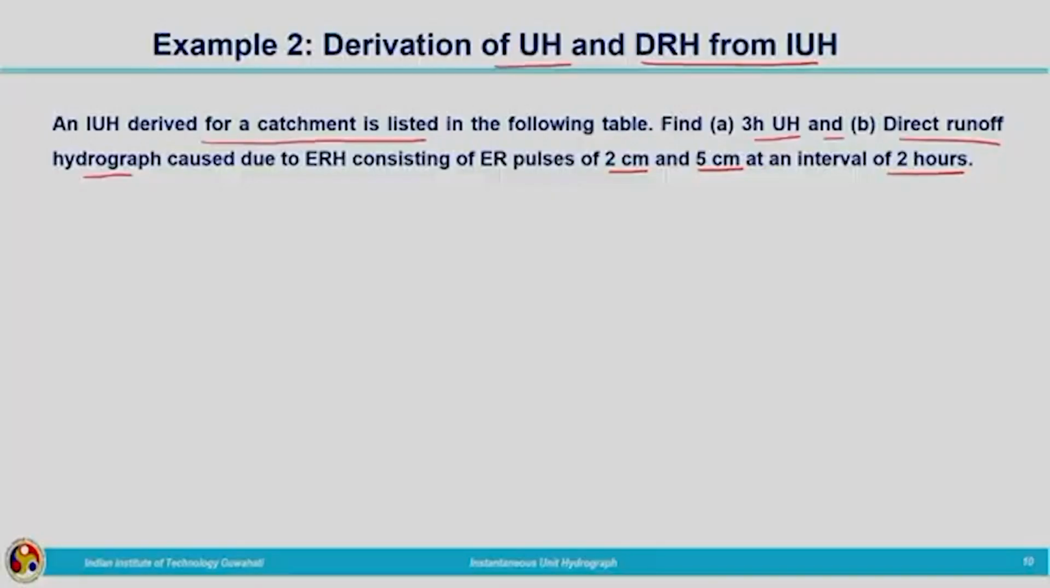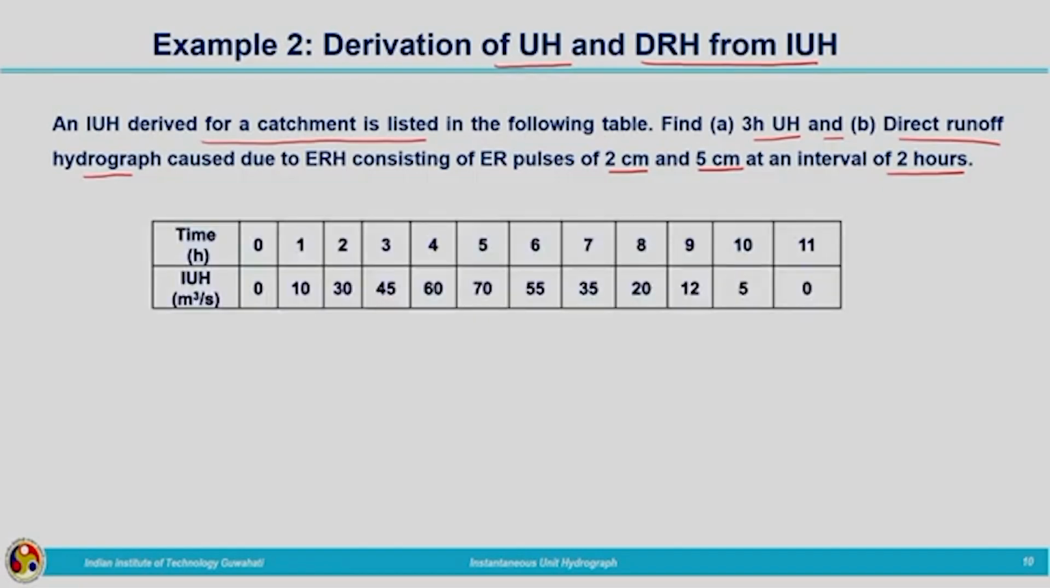But the corresponding effective rainfall is not consisting of a single pulse. It is consisting of 2 pulses which are occurring at a time interval of 2 hours. At 0 time, initial pulse has occurred. After 2 hours, the next pulse is occurred on the catchment. That is, for the initial 2 hours, it is 2 centimeters, and after that it is 5 centimeters.